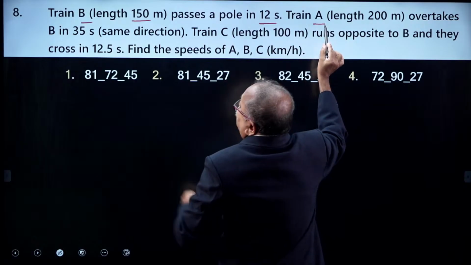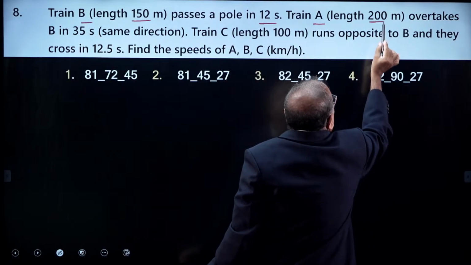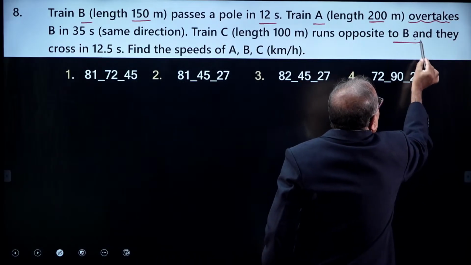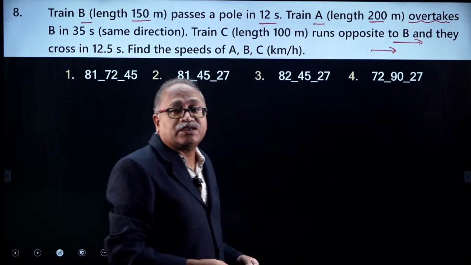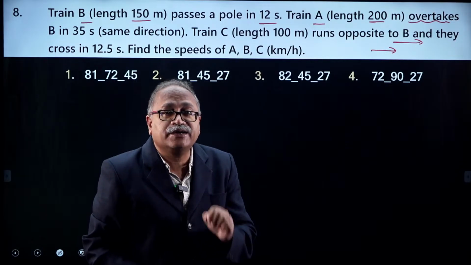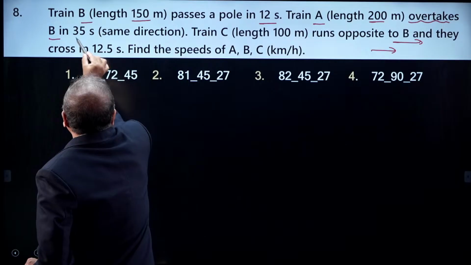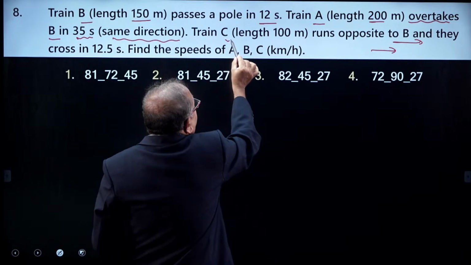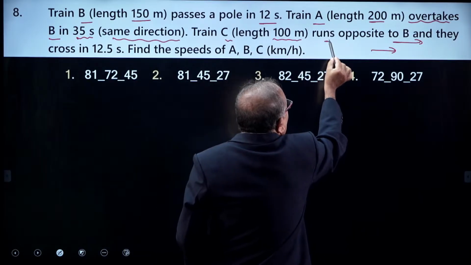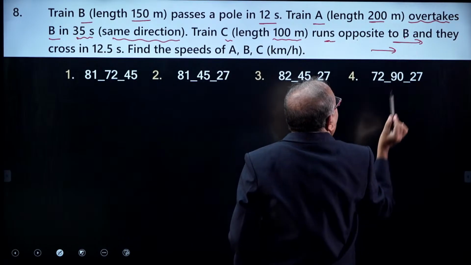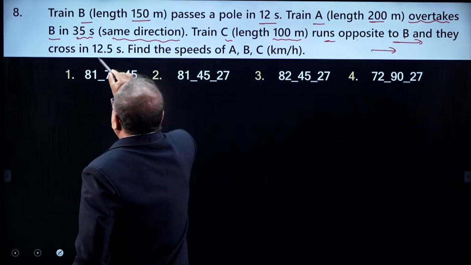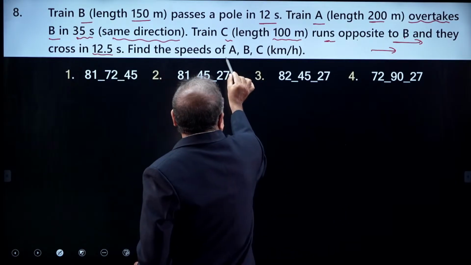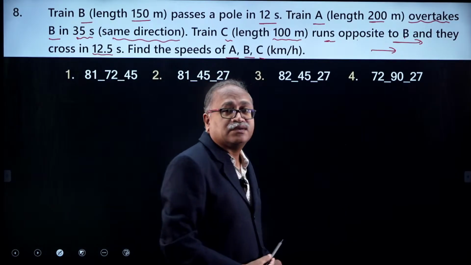Okay. Train A, that is train B. Train A, its length is given 200 meter. Overtake: when both of them are moving in the same direction, then we use the word overtake. Overtake B in 35 seconds in the same direction. Okay. Train C of length 100 meter runs in the opposite direction to B, and they cross each other in 12.5 seconds. So find the speed of A, B and C.